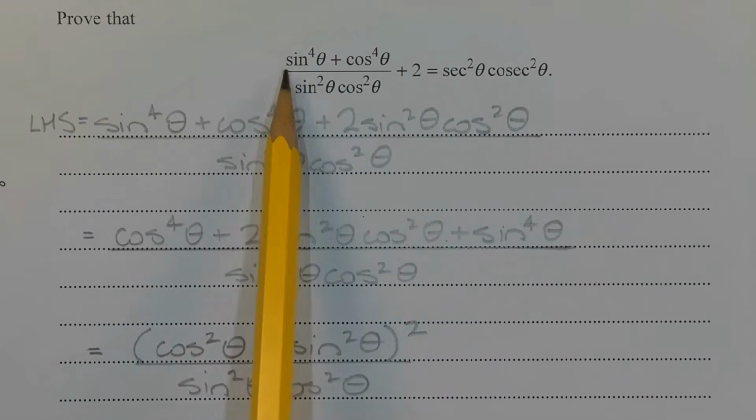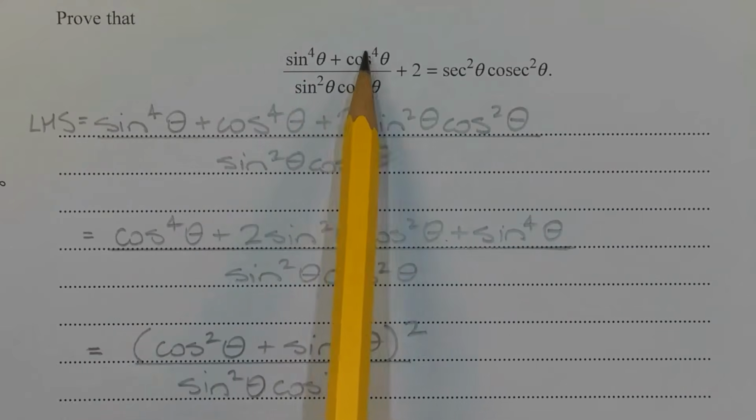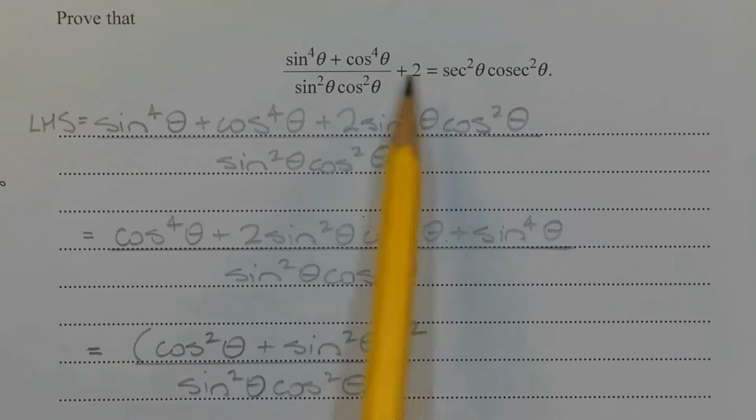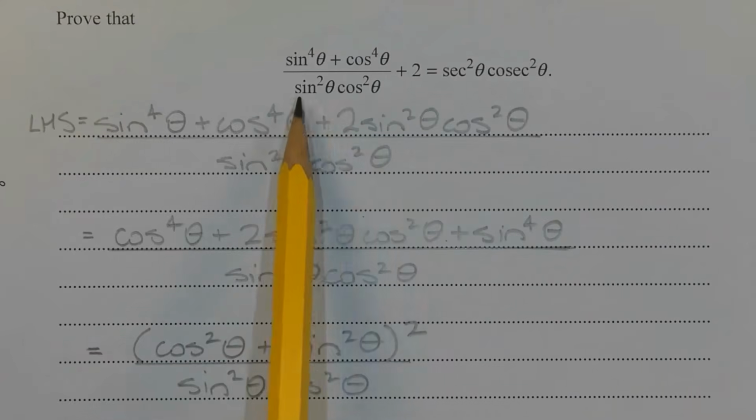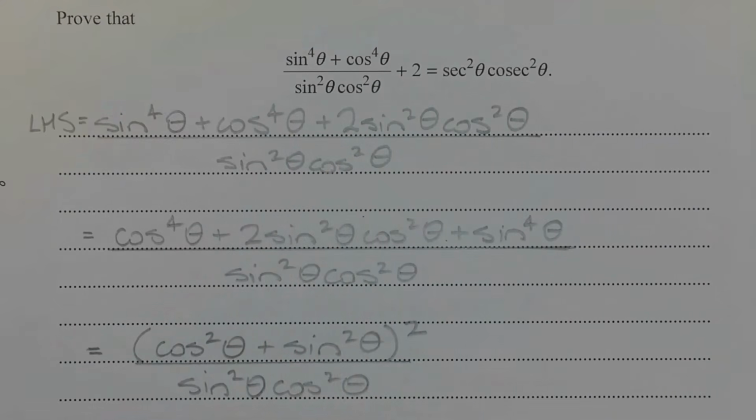So the left-hand side is equal to sine to the power of 4 theta plus cos to the power of 4 theta over sine squared theta times cos squared theta, plus 2. So we'll combine the 2 and the fraction together into a single fraction by finding a common denominator. We do that by multiplying the 2 by sine squared theta cos squared theta, and then we'll divide by sine squared theta cos squared theta to compensate. So we end up with the left-hand side equaling sine to the power of 4 theta plus cos to the power of 4 theta plus 2 sine squared theta cos squared theta over sine squared theta cos squared theta.